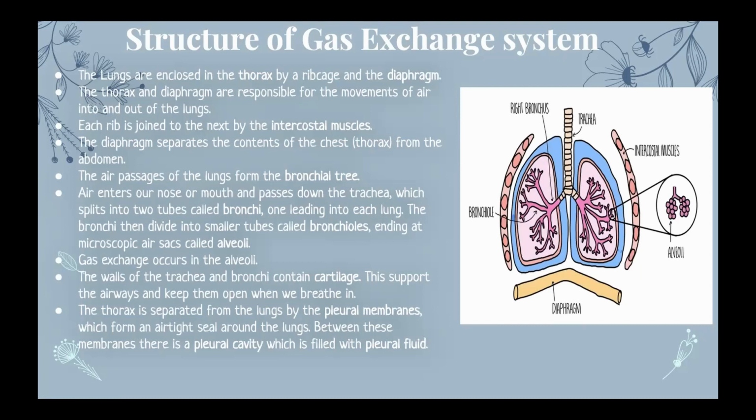The walls of the trachea and bronchi contain cartilage, which supports the airways and keeps them open when we breathe in. The thorax is separated from the lungs by the pleural membranes, which form an airtight seal around the lungs. Between these membranes, there is a pleural cavity, which is filled with pleural fluid.